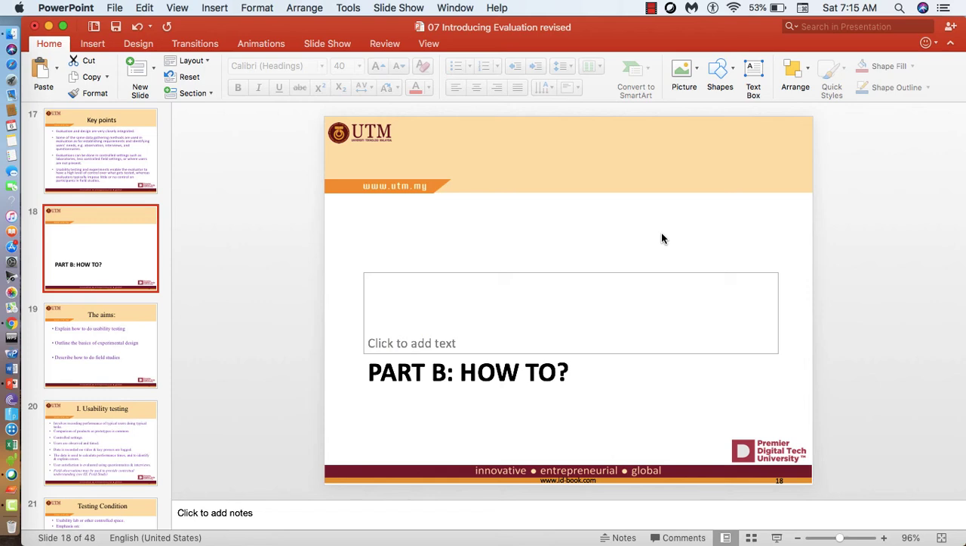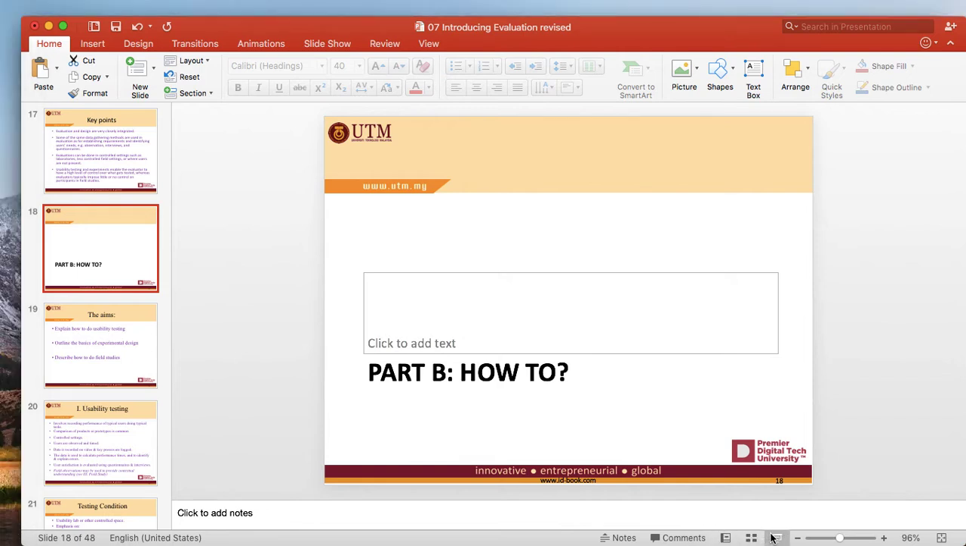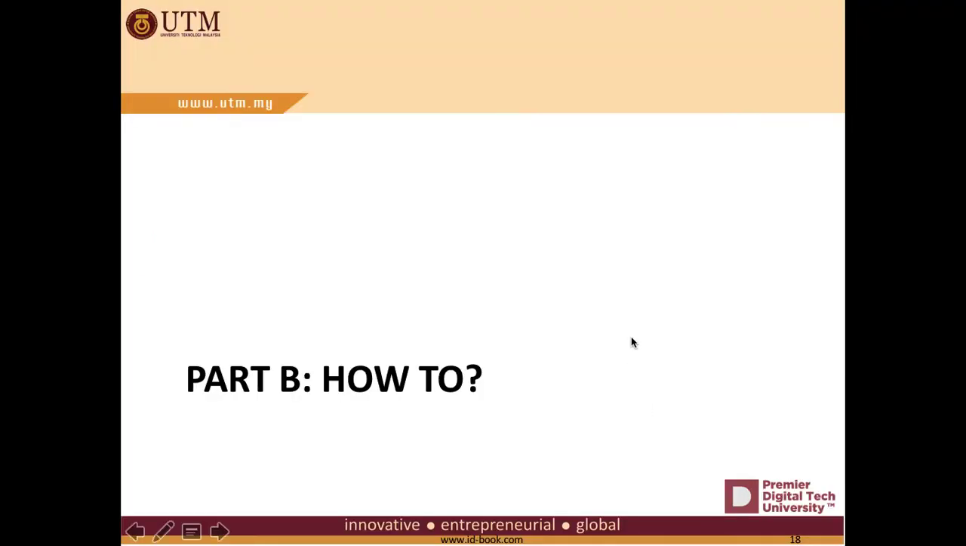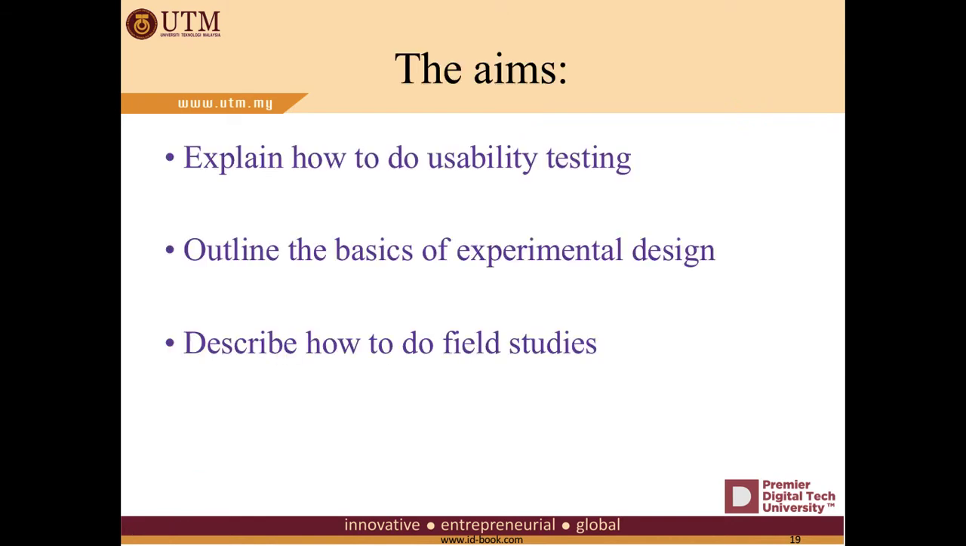Okay, this is part number 2 in the evaluation in HCI, involving how to evaluate. The aim of this second part of the lecture is to explain how to do usability testing, then try to explain the basics of experimental design, and then describe how to do a field study.